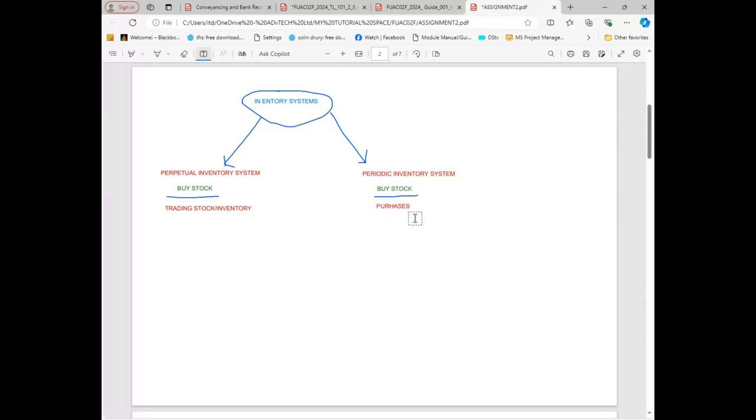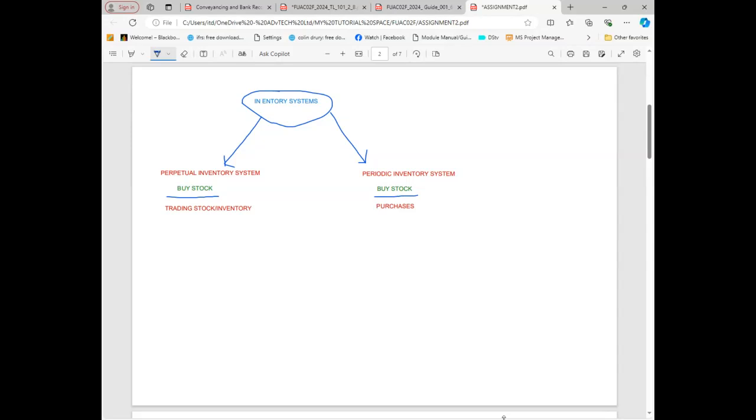Are we together? Yes. So under the inventory system which is called periodic, we don't call it stock. We call it what? Purchases. Sometimes they don't give you the column for trading stock. Instead, they give you the column for purchases. Just know that purchases is where you are going to record your stock. It's just that under a different system, we are not allowed to call it stock, but it's the same thing. So it's the same thing, just different names for the different systems, perpetual or periodic.